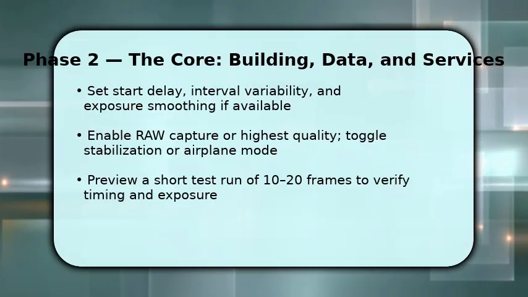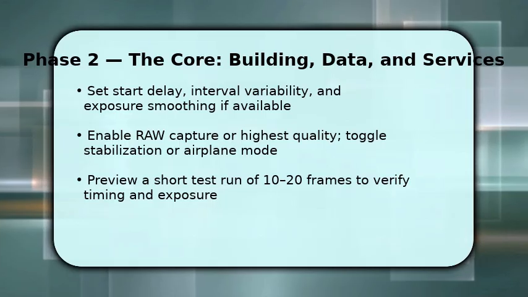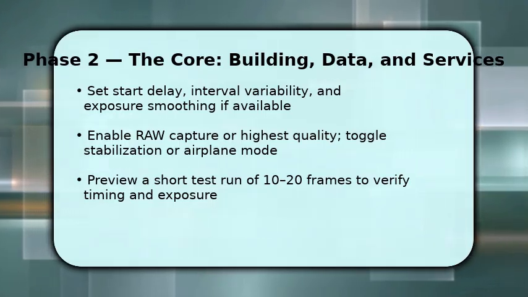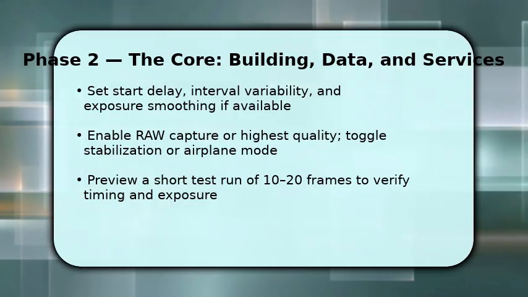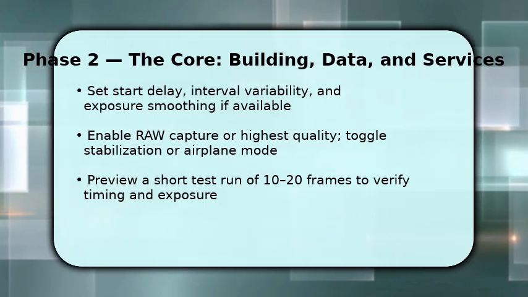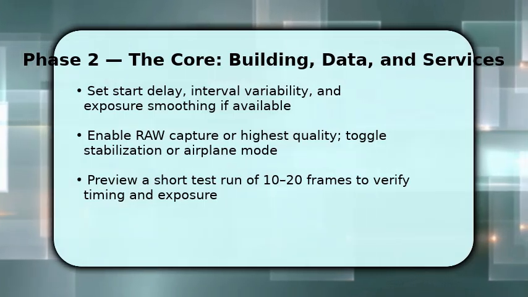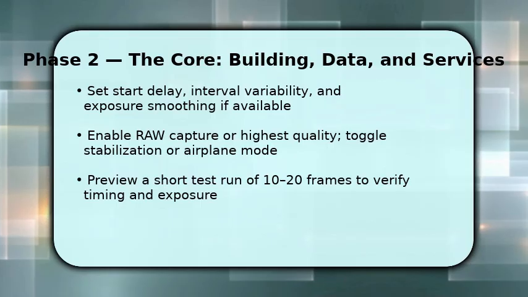Once the basic session is saved, configure mid-process settings that affect results. You should set a start delay so you can stabilize the rig, and turn on interval variability only if you need organic timing, otherwise leave it off. Make sure RAW or highest quality capture is enabled to preserve detail. Also engage airplane mode to avoid interruptions.